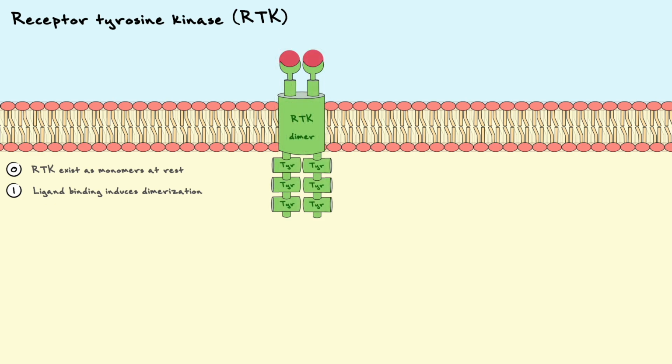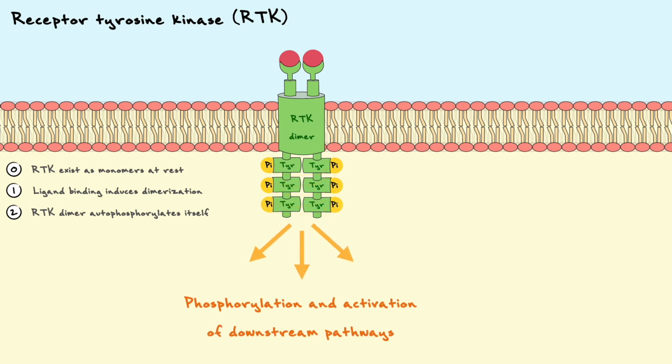The formation of the dimer is very important because it will lead each respective RTK to phosphorylate the other RTK until every tyrosine residue has a phosphate group. At this stage, we say that the dimer is fully phosphorylated and fully activated. Now that the RTK is active, it will act as a kinase to other substrates and activate multiple downstream pathways.